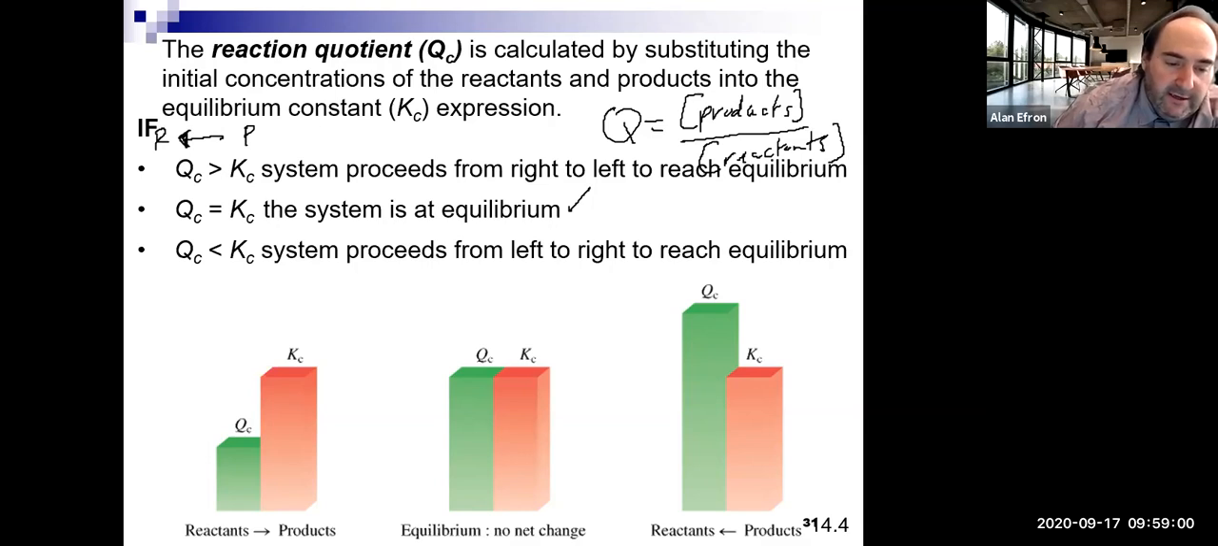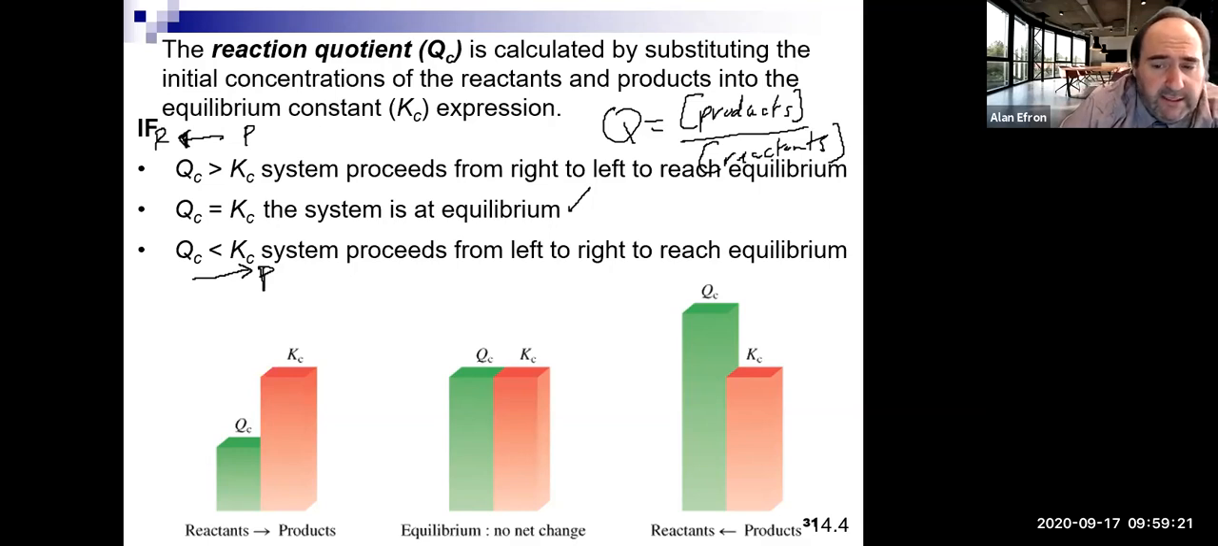And lastly here, if you calculate Q and it is less than the Kc, going opposite the way it's pointing would take you to products. So A would mean it is not at equilibrium, and B, what it would mean is you need to make more products to reach equilibrium.